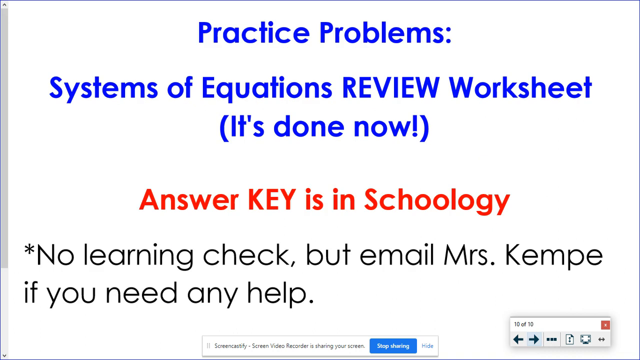So today's problems were to finish up this worksheet. And if you just checked the whole thing, or if you did the whole thing with me, it's done. You should be good on that. The answer key is in Schoology, but there will not be a learning check today in Schoology.